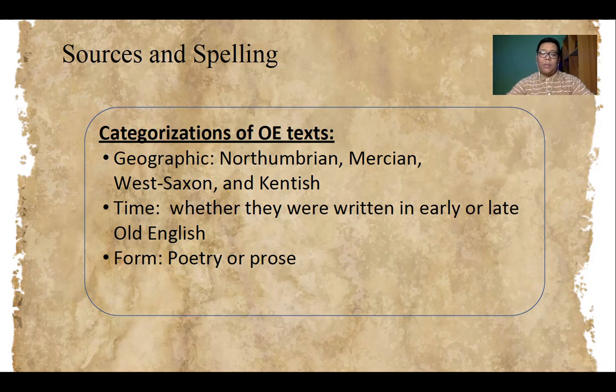And in terms of form, there are only two categories for this. We have those texts which are poetry in nature, which have specific measurements, and we also have those that are written in prose form.